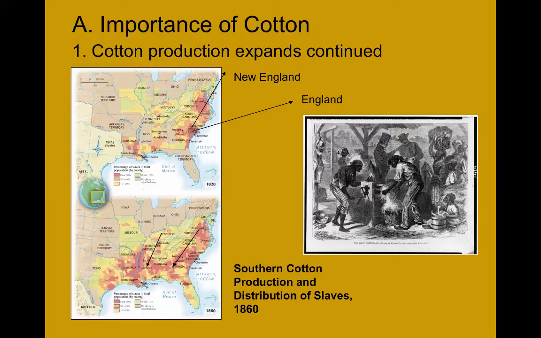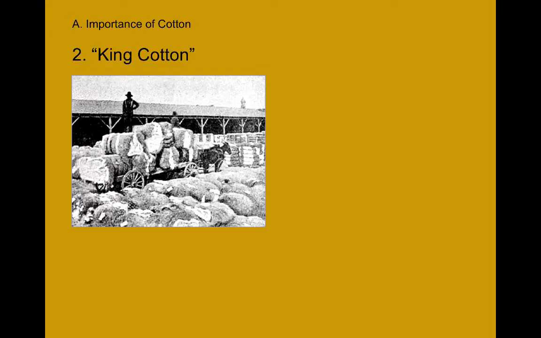And so we see this internal forced migration of African Americans, being sold downriver from the Upper South into the Lower South to grow more cotton. The slave population starts to shift further west as America grows west and starts to produce a lot more cotton. So let's talk about cotton.